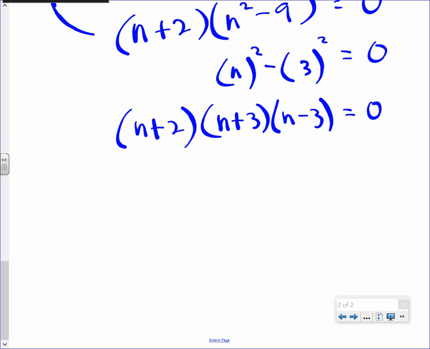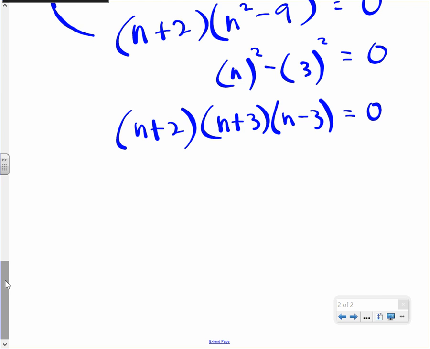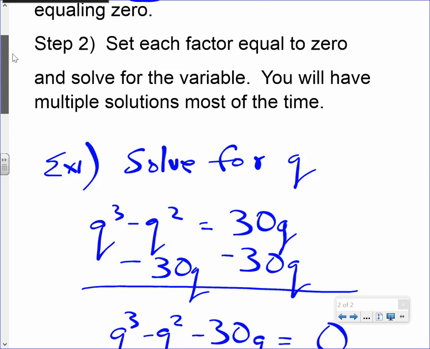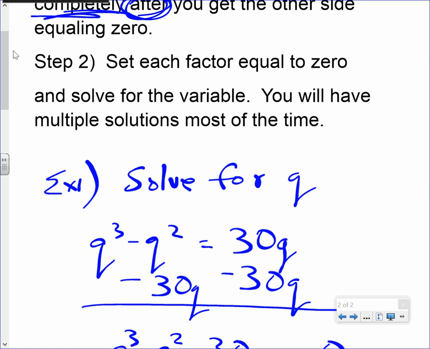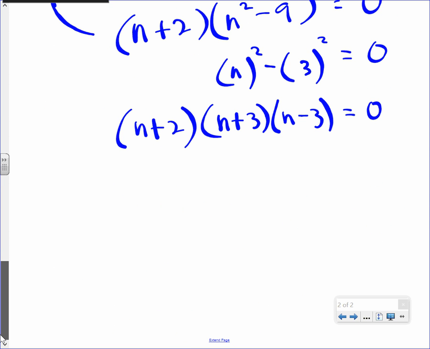There's nothing else. Now step 2. Step 2 says set each factor equal to 0 and solve for the variable. I have 3 factors here. There's 3 binomials. You gotta do all of that for one problem? That's a lot of work for one problem. They're all zeros, they're all different. Ready? Let's take each factor equals 0.